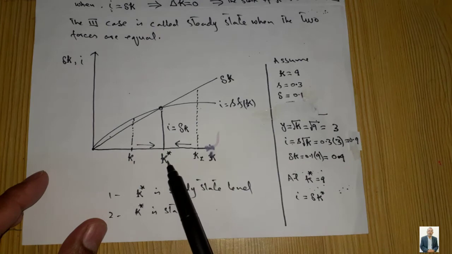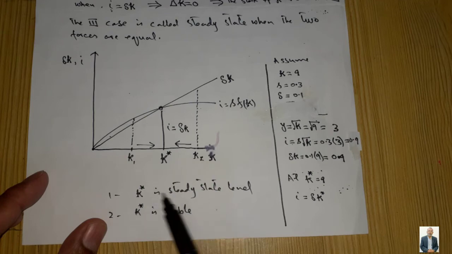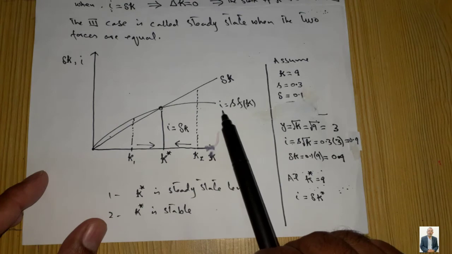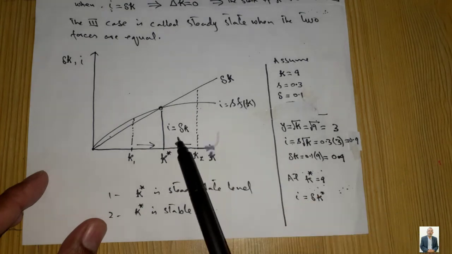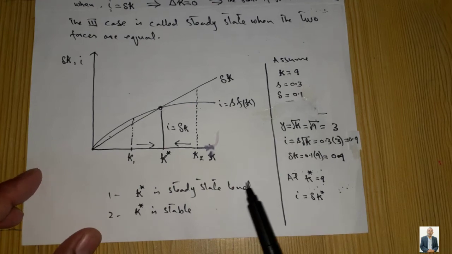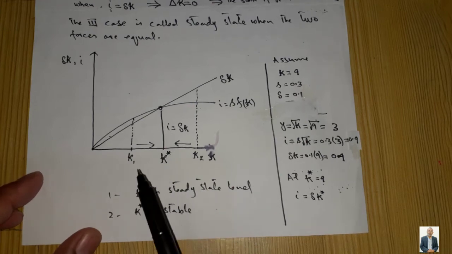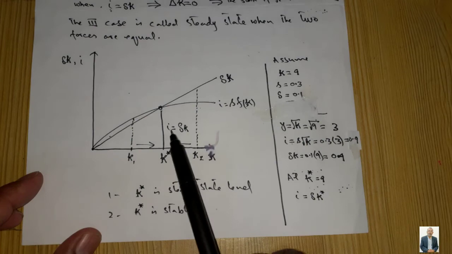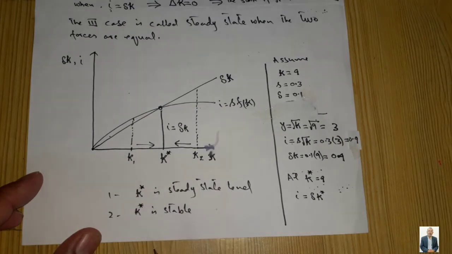I mean at this level of K star. This K star may be called the steady state level of capital. At this level, our investment per worker is equal to the depreciation per worker. So two important things are here. One is that it is the steady state level because both forces are equal, and the other one is that our K here is stable.